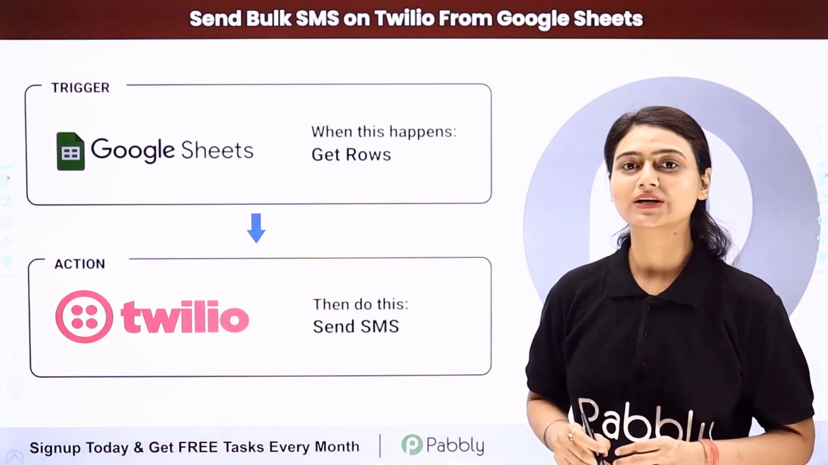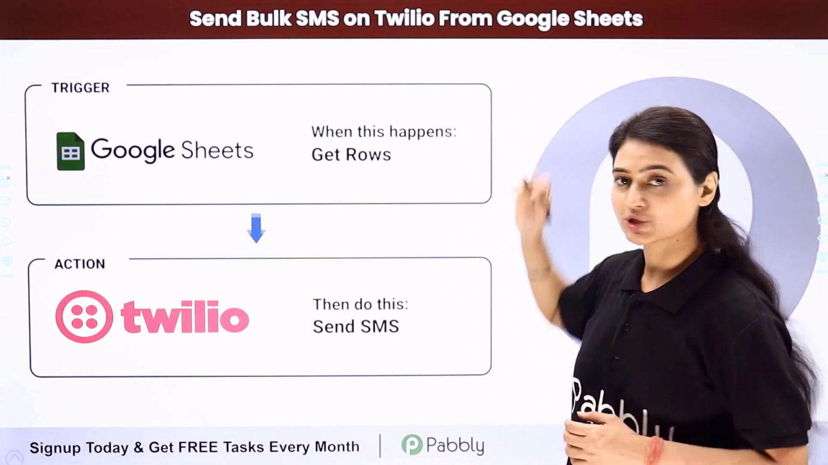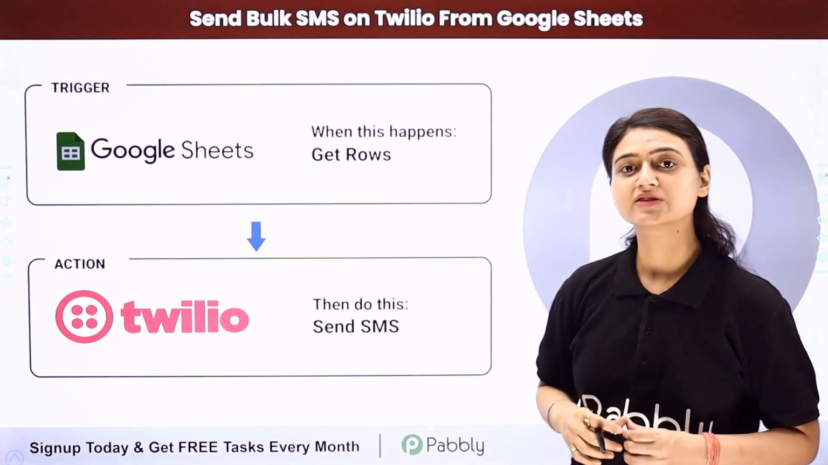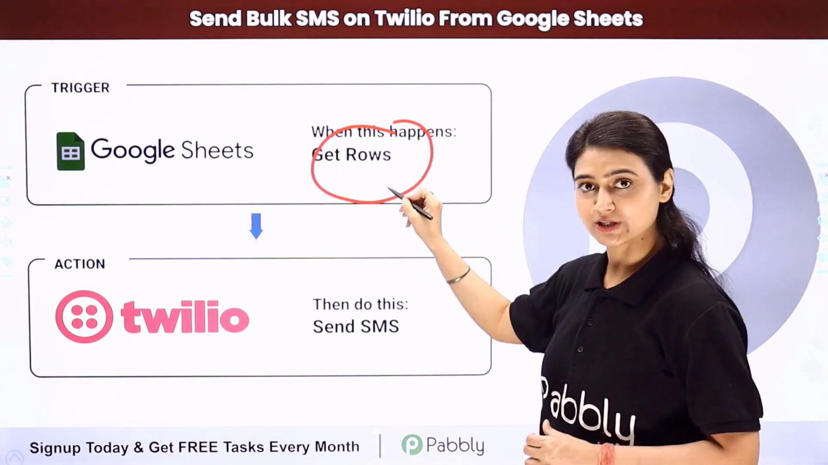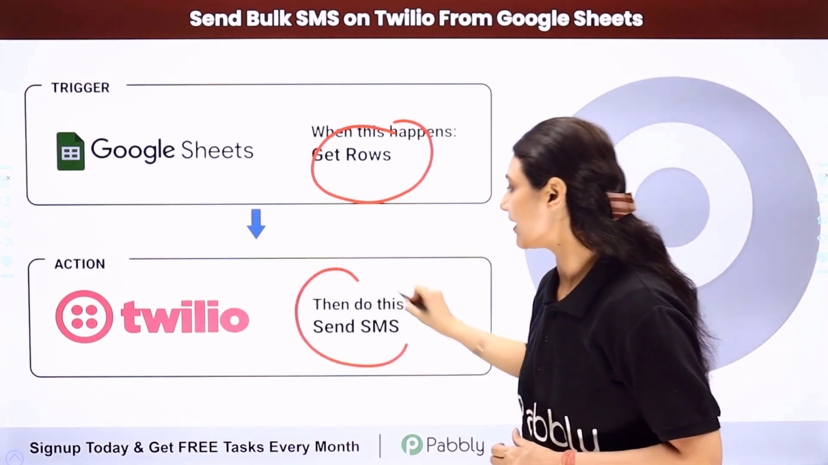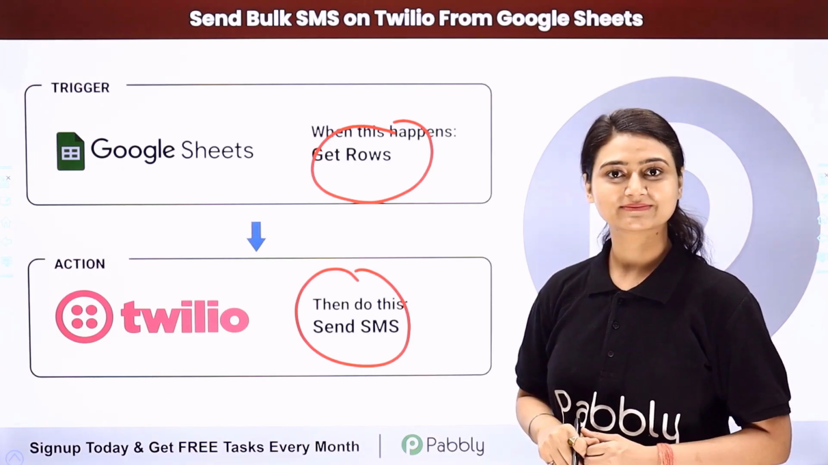In this video, we will learn how you can automatically send bulk SMS on Twilio from Google Sheets. With the help of Pabbly Connect, we are going to get all the contact details and message details from Google Sheets and send bulk SMS via Twilio. Come to my screen to see how we do this.